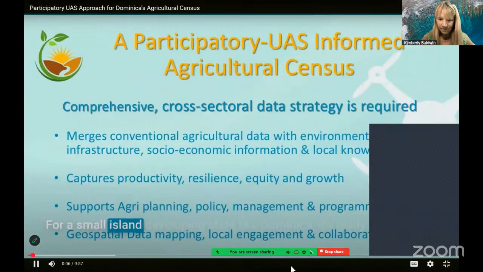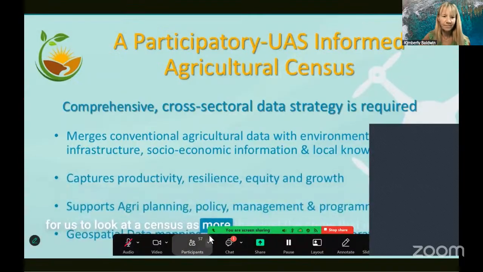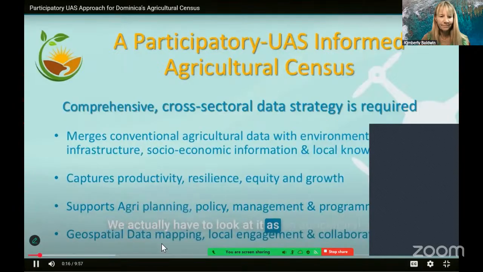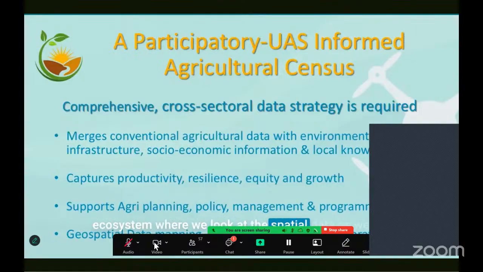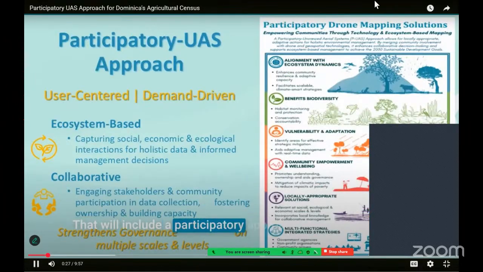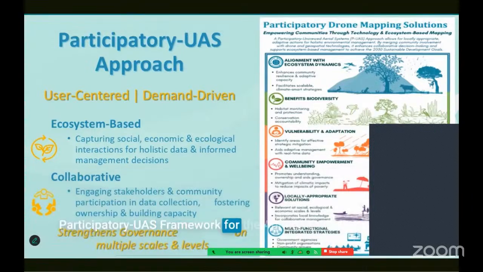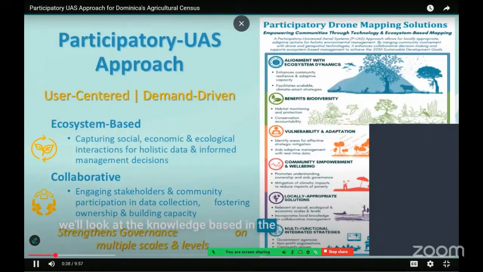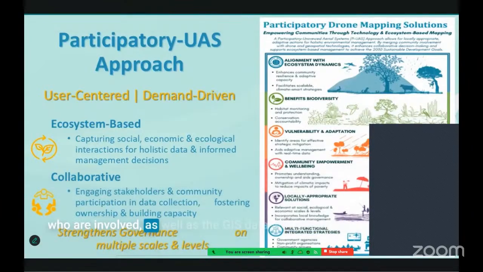For a small island developing state like Dominica, it's really important for us to look at our census as more than just the crops that are growing. We actually have to look at it as an agricultural ecosystem, where we look at the spatial data as well as the social and economic situation in the area. That will include a participatory approach. We look at it as a participatory UAS framework for the agricultural census, where we'll look at the knowledge base in the community, the persons who are involved, as well as the GIS data we collect from the drones.